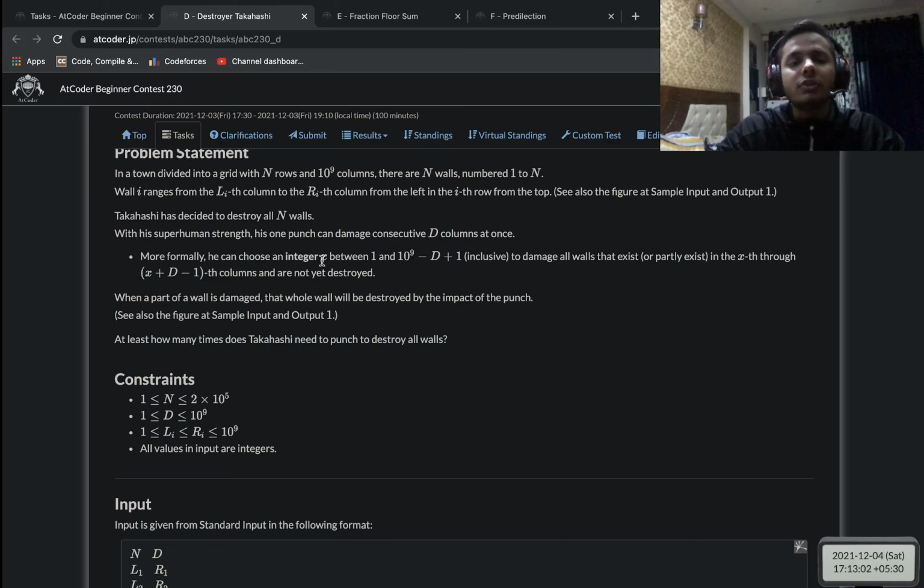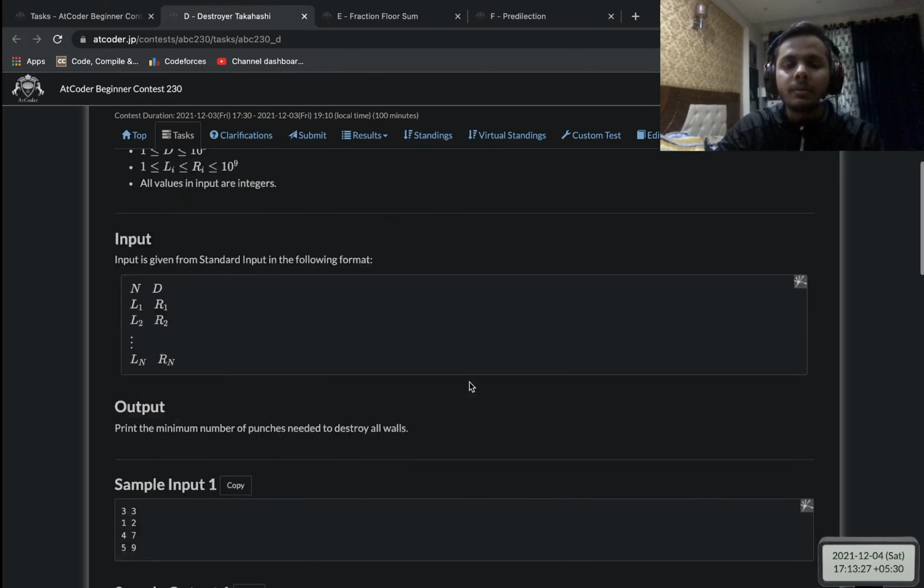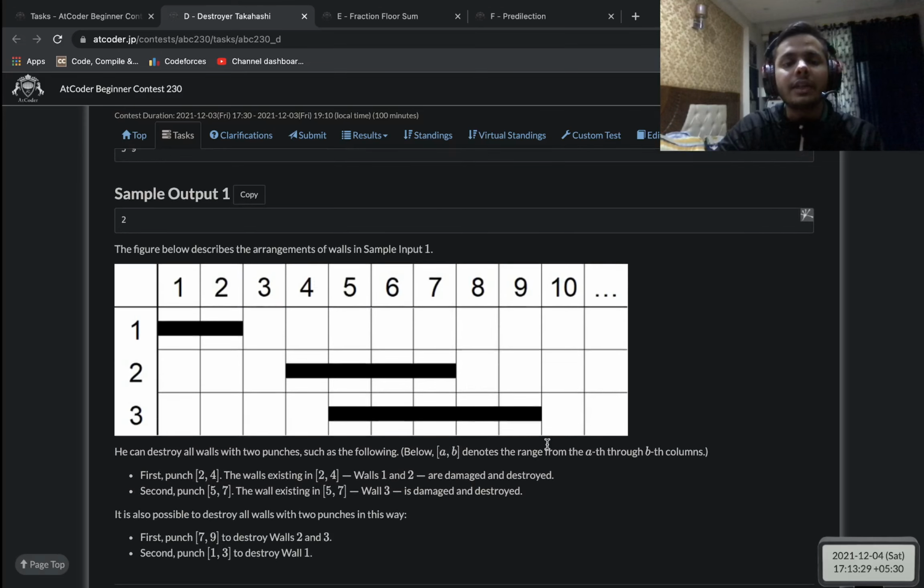So if I punch at column number x, then any wall which is in between column numbers x to x plus d minus 1 will be completely destroyed. And what that means is that if a wall has any part in the range from x to x plus d minus 1, then it's going to be completely destroyed. So yeah, that's what is happening. And what we need to tell is the minimum number of punches that we need to destroy all the walls.